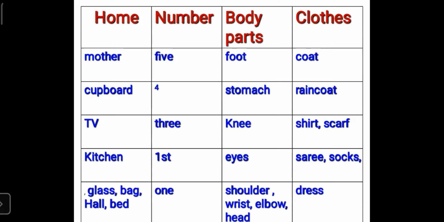Next is clothes. You can see the last circle on page number 38 is for clothes. What will come in this circle, children? The words coat, raincoat, shirt, scarf, sari, socks, and dress will come in the clothes circle.